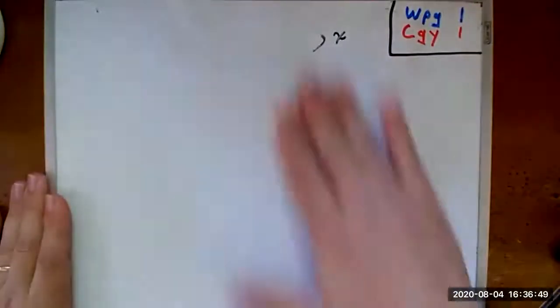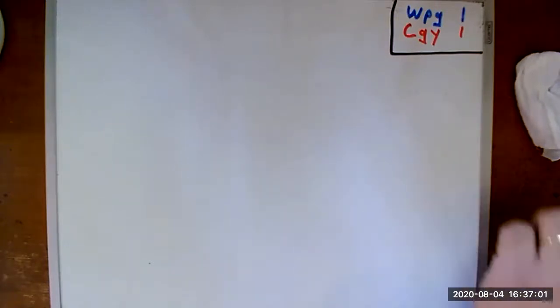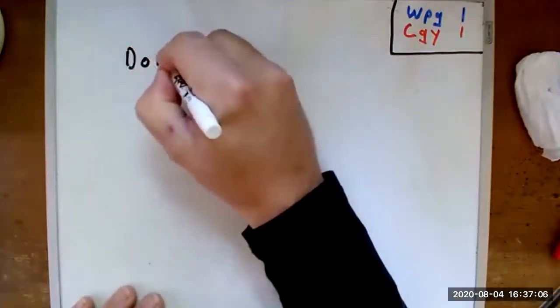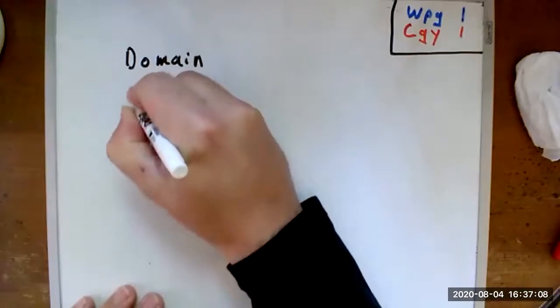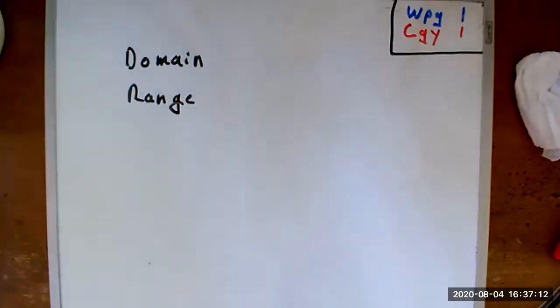Okay, without further ado, let us look at functions. There's a lot of vocabulary that goes with functions, so we're going to try and cover all of that, and at the same time show you how they work. Functions are a particular type of equation, and they describe a relationship between two sets.